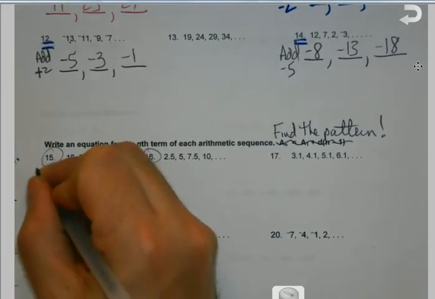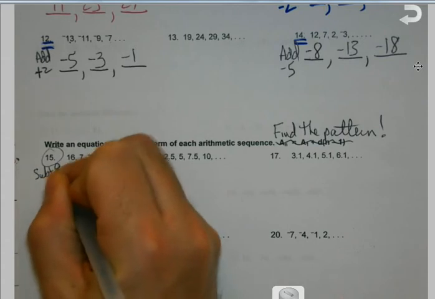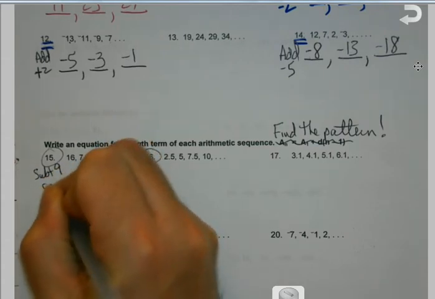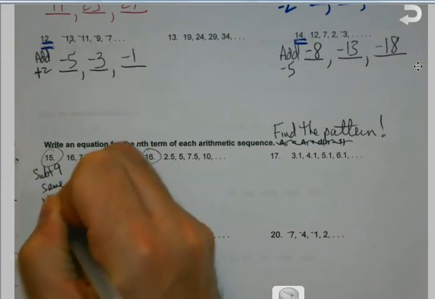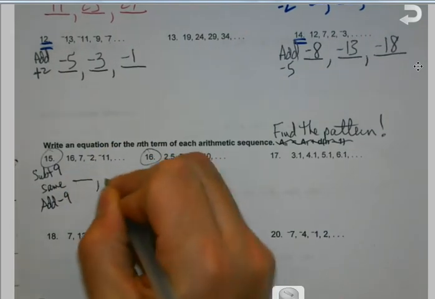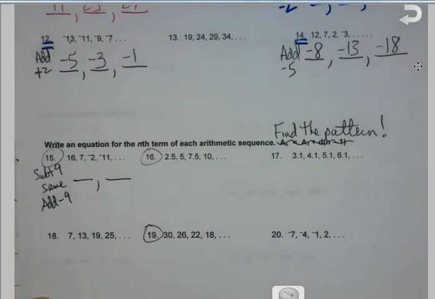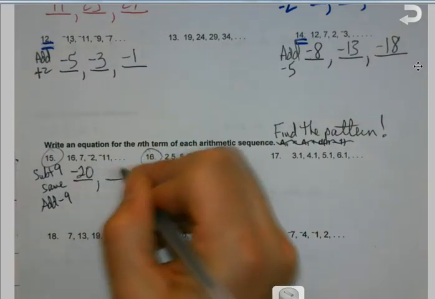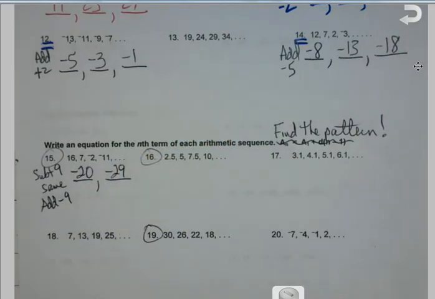Okay, so remember, subtracting 9 is the same thing as adding negative 9, whichever way you want to look at it. Okay, so if that was the case, let's just find a couple this time. It's negative 20, negative 29, and negative 30. All right, that's going even above and beyond there.